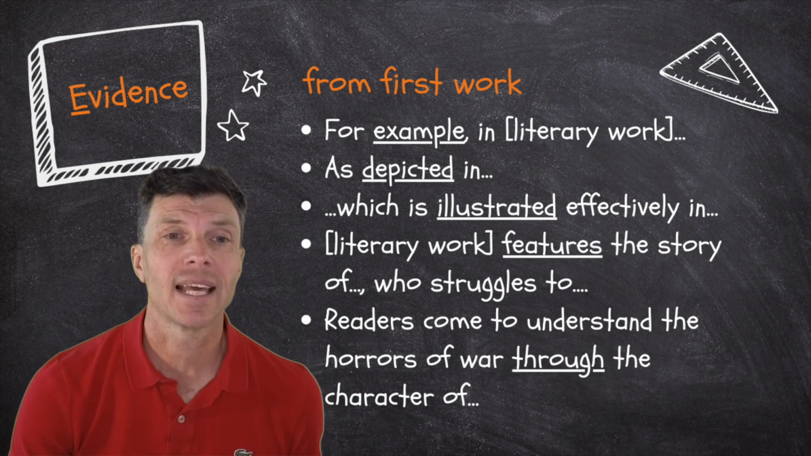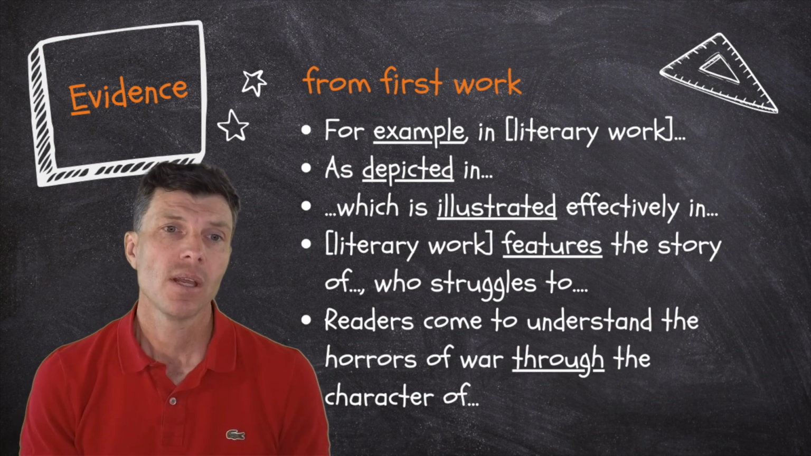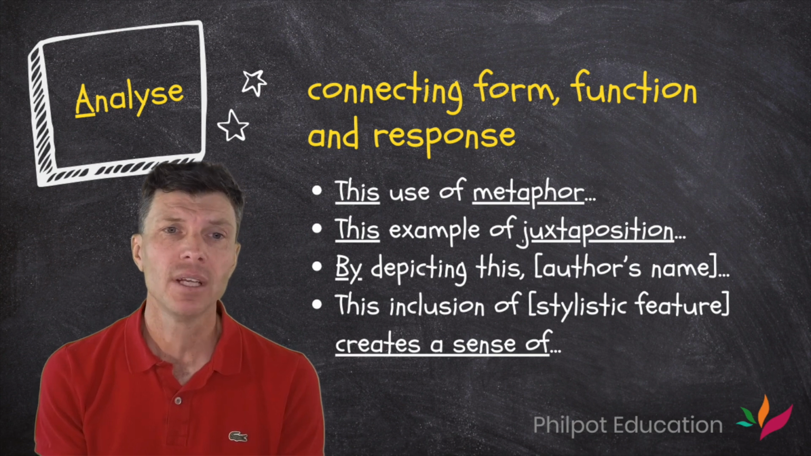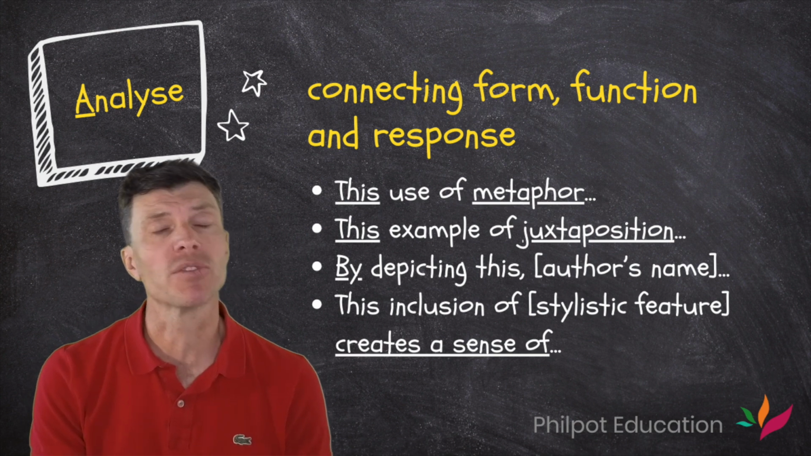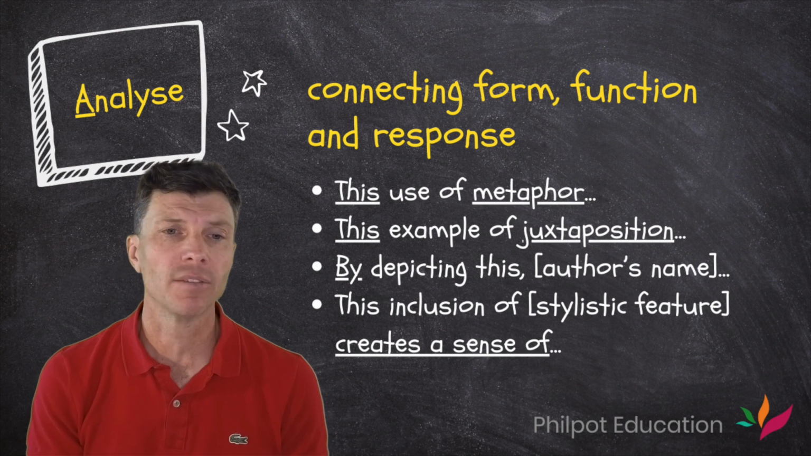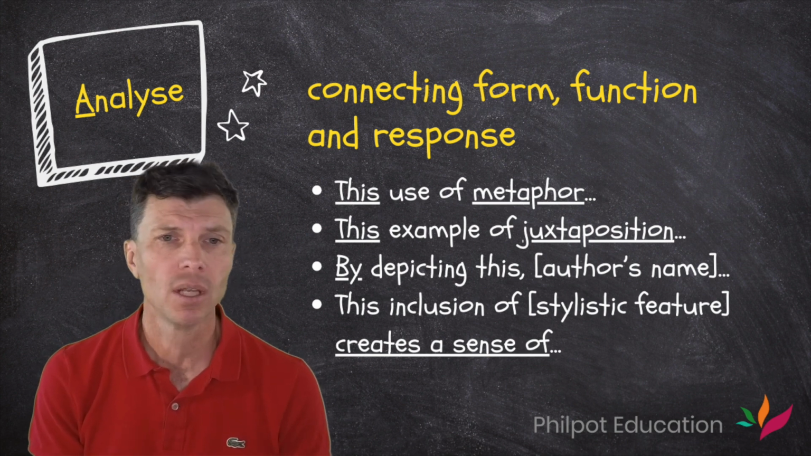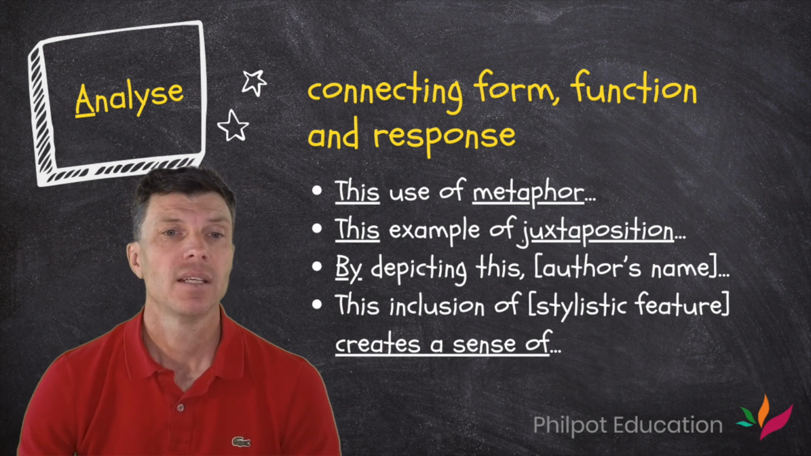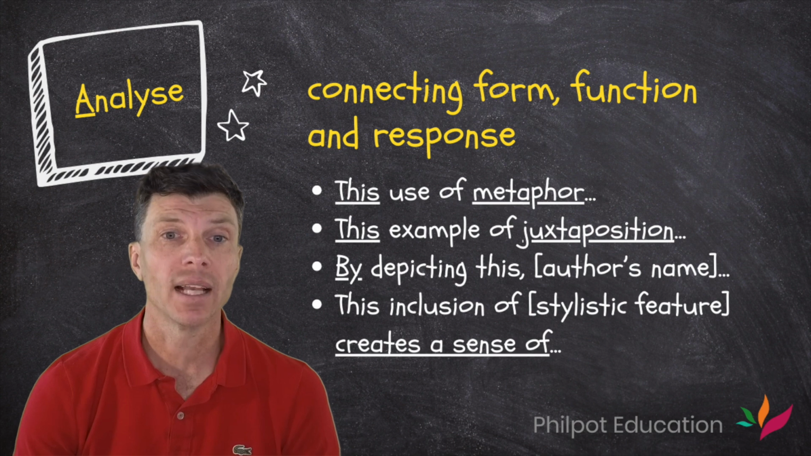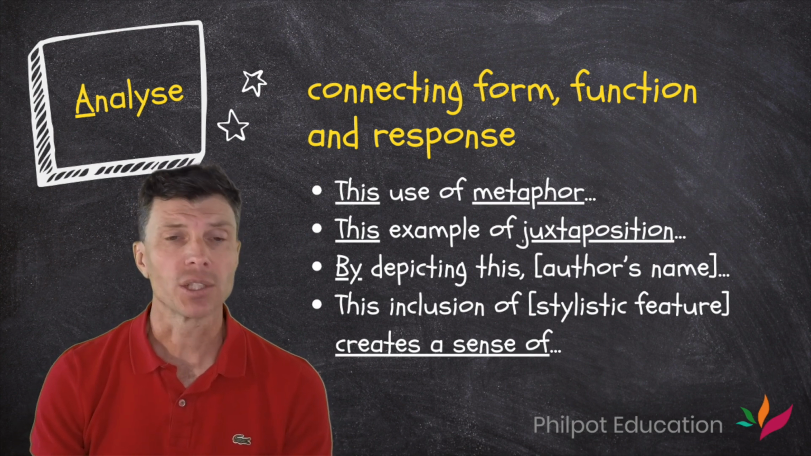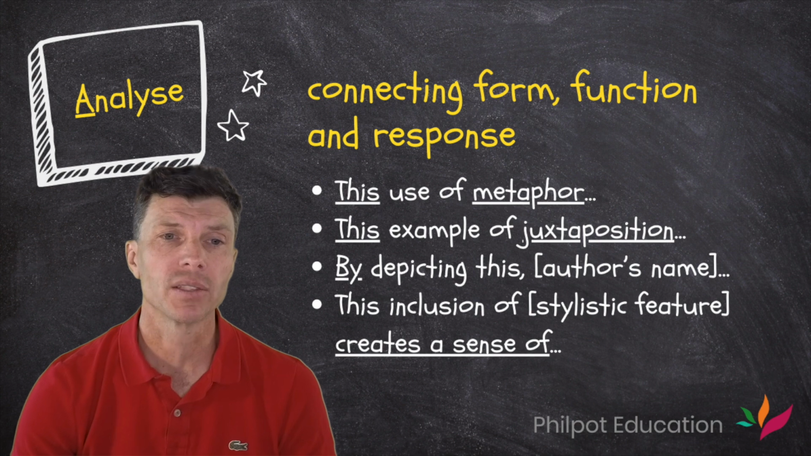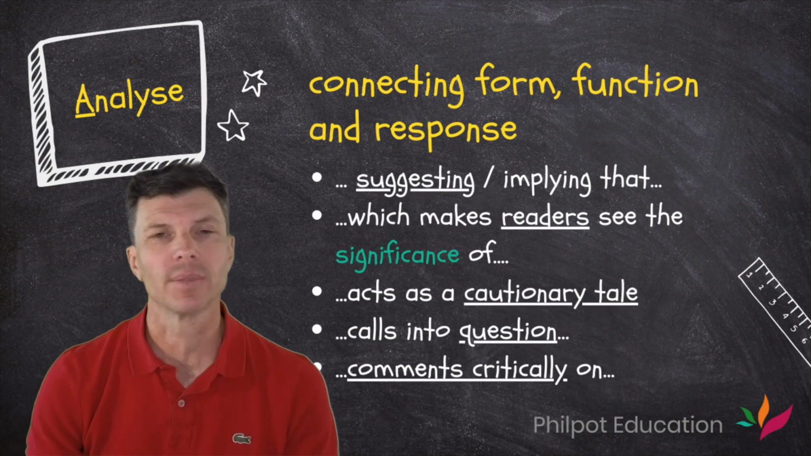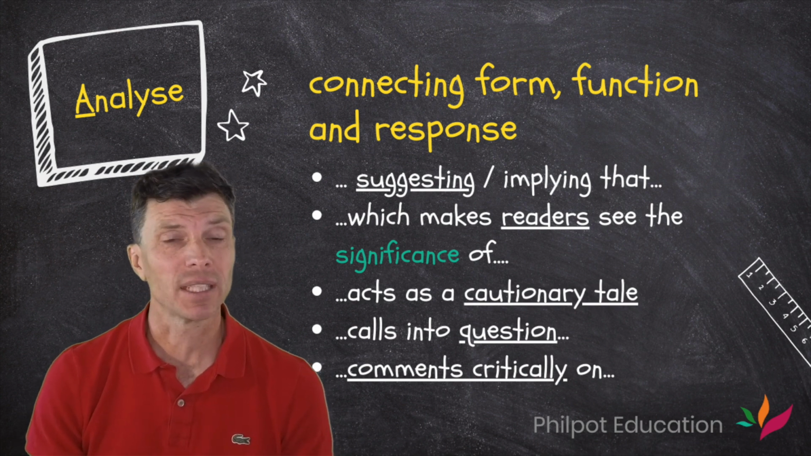It's important you get into the analysis of those examples. Little words like this really help glue the whole paragraph together. It points back to the example and then points forward to an understanding of a literary feature like metaphor, juxtaposition, or "by depicting this, the author effectively does that." When you analyze, you're connecting form and function and audience reader response, so verbs like suggesting or implying that, which makes readers see the significance of.